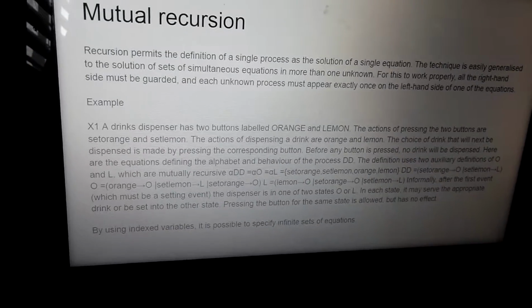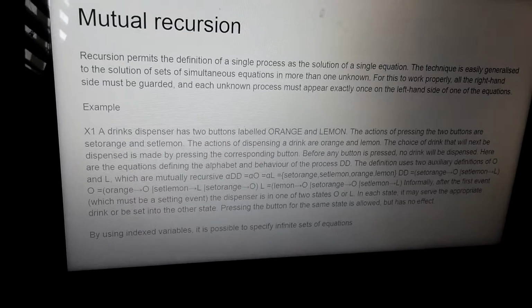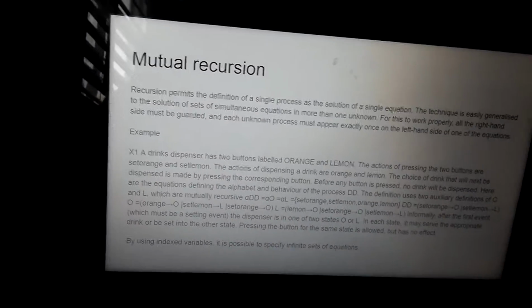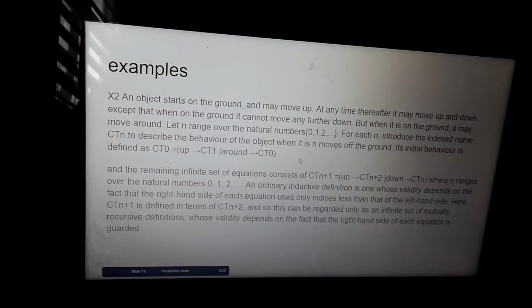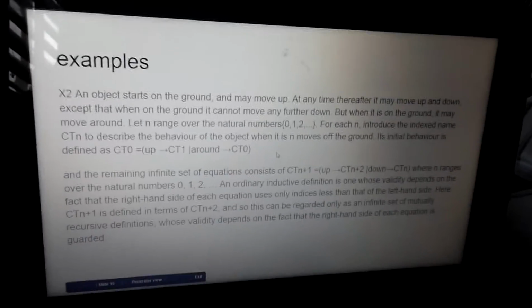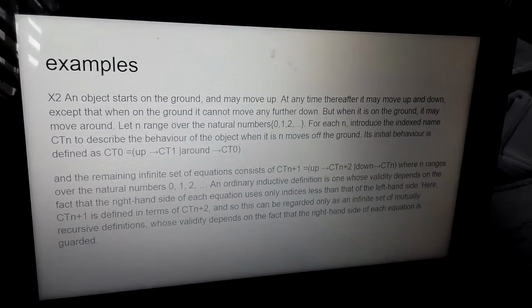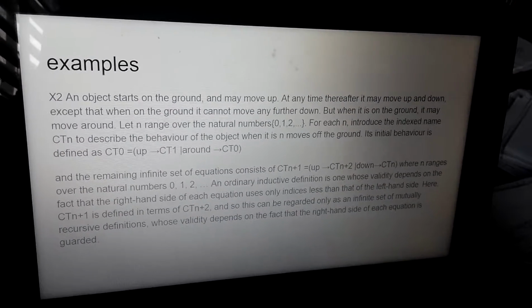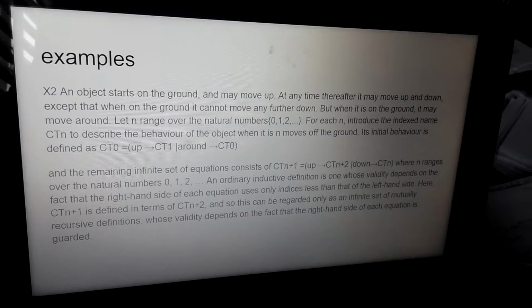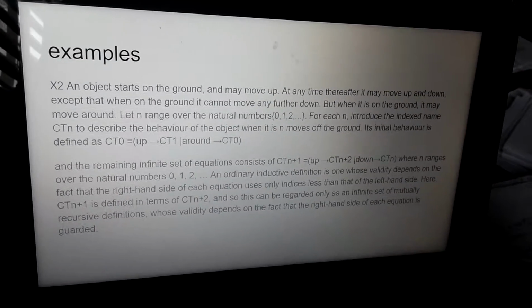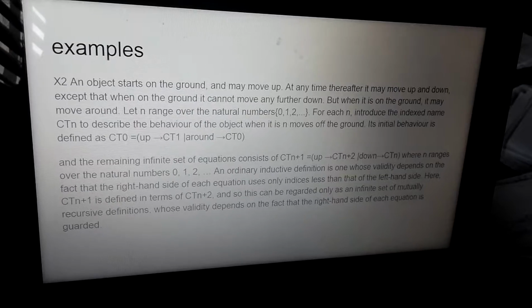By using indexed variables, it is possible to specify infinite sets of equations. Another example: an object starts on the ground and may move up. At any time thereafter, it may move up and down, except that when on the ground, it cannot move any further down. But when it is on the ground, it may move around.